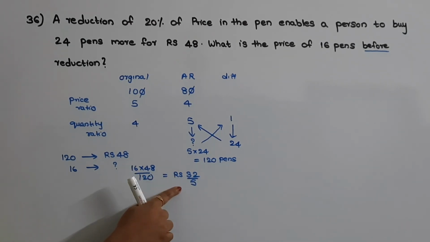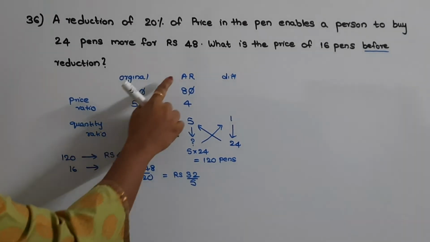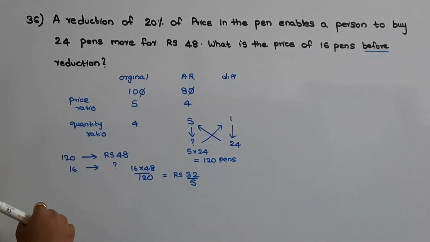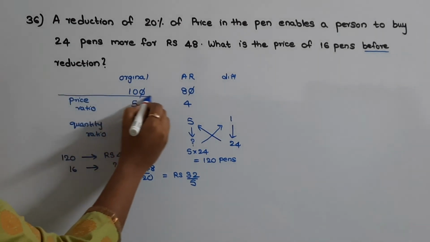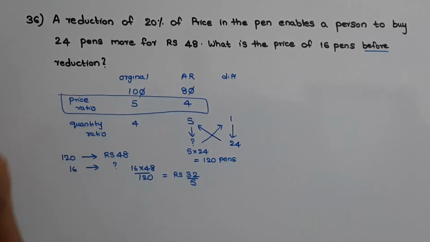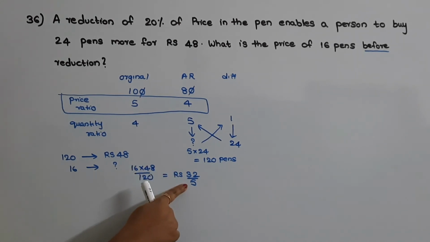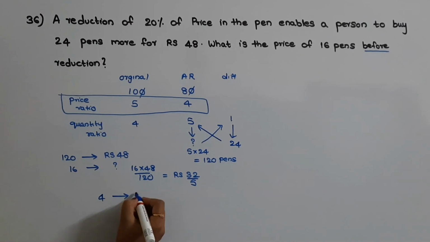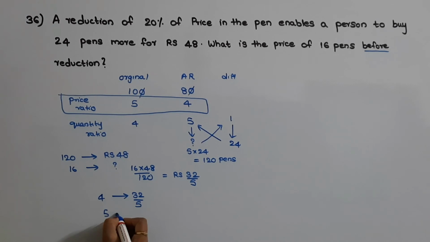Okay. So this is the price of 16 pens after reduction. But we need to find out the price of 16 pens before reduction. Okay. So for that, we need to use this price ratio. Okay. So since this is the price of 16 pens after reduction, this 4 can be represented as this 32 by 5. Okay. So 4 can be represented as 32 by 5. Then how can we represent this 5? On finding this value, we will get the price of 16 pens before reduction.